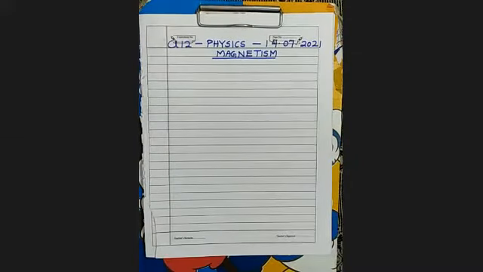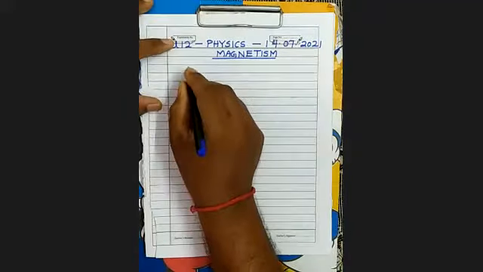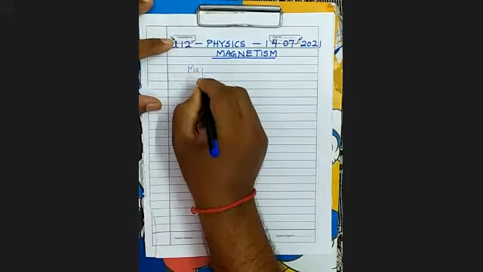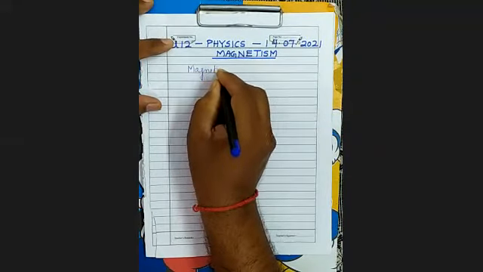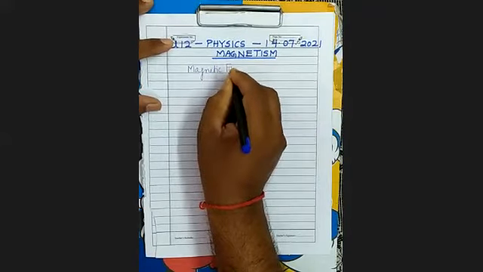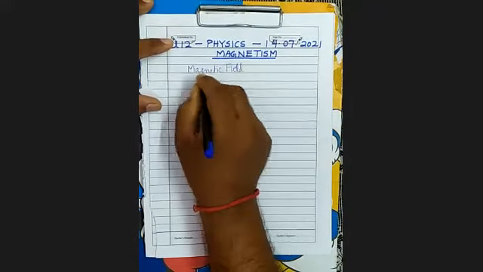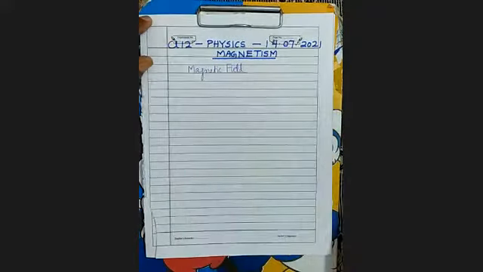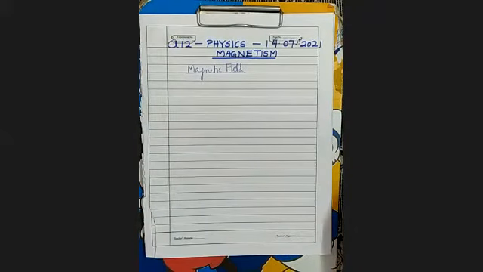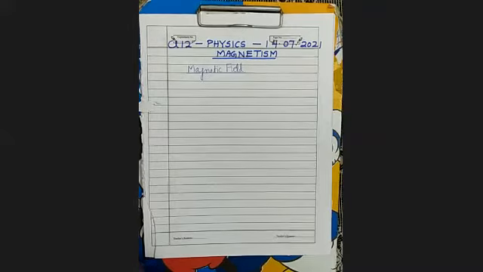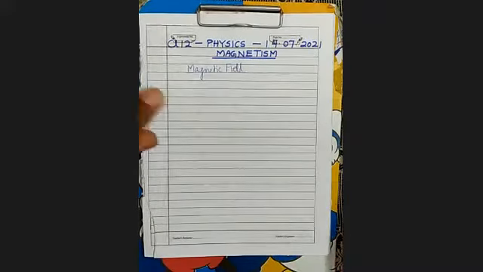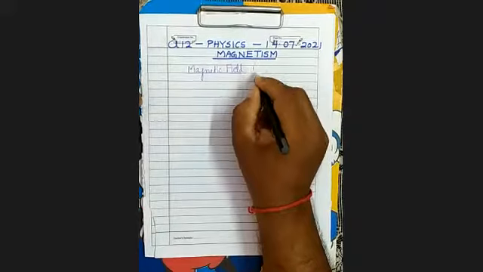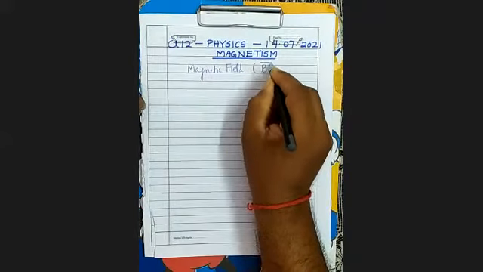Yesterday I explained the modern definition of the magnetic field. What is a magnetic field? It is that region in which a moving charge experiences force. About this I have explained yesterday. It is a vector quantity represented by symbol B.